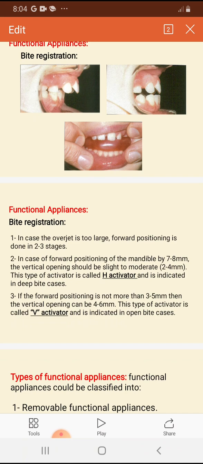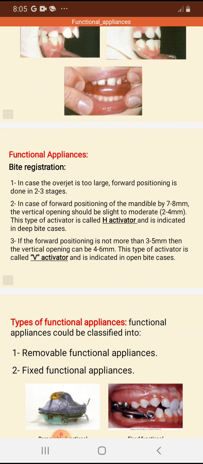In case of forward positioning of the mandible by 7 to 8 millimeters, the vertical opening should be slight to moderate, which means 2 to 4 millimeters. This type of activator is called horizontal activator or H activator and is indicated in deep bite cases. With this appliance, we can manipulate the over-eruption of the posterior teeth. We allow over-eruption of the posterior teeth, which will decrease the deep overbite.